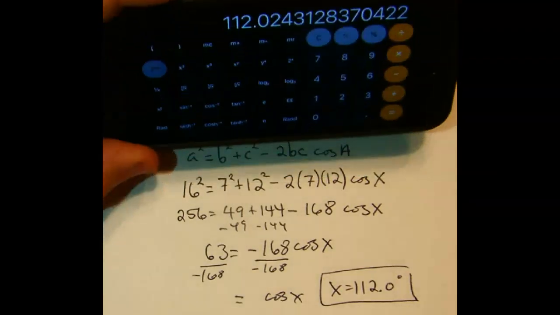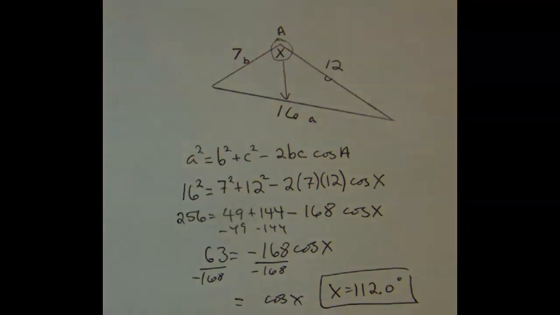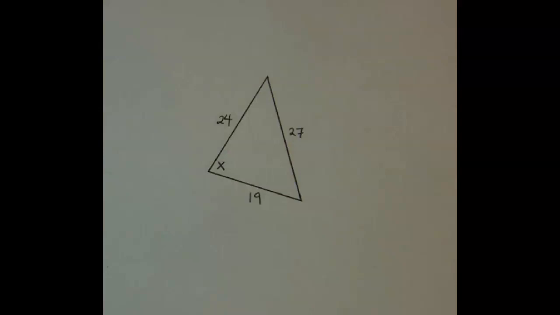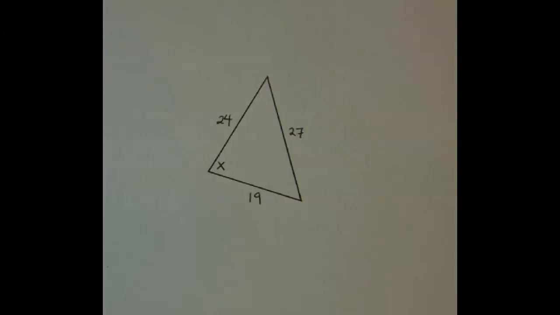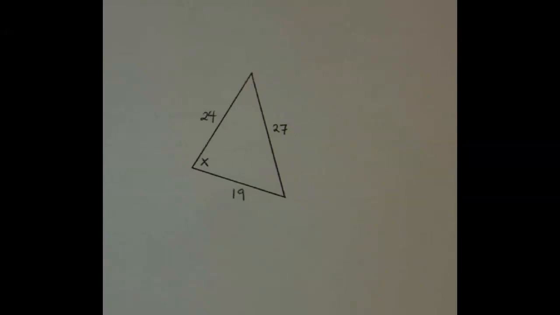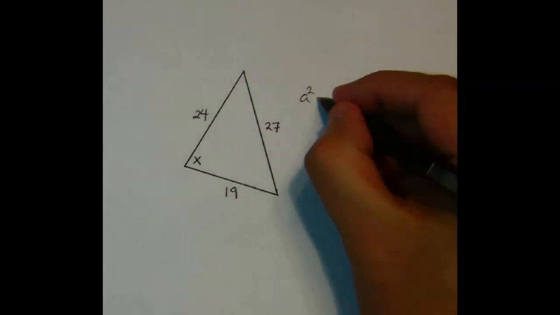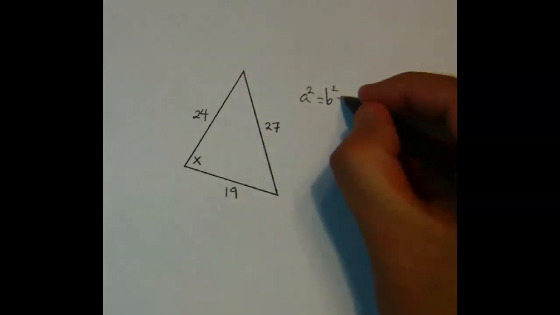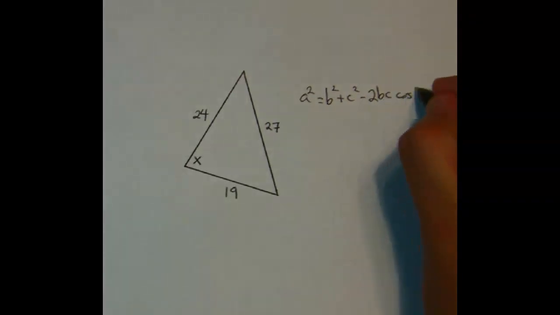All right, let's try another example in which it's an acute triangle. So x is an acute angle this time, and you're going to notice that our calculations are going to come out slightly different than the obtuse one. That's why I want to show a couple examples, so in case you run into a situation, you'll know exactly what to do. Let's write down the formula: a squared equals b squared plus c squared minus 2bc cosine A.